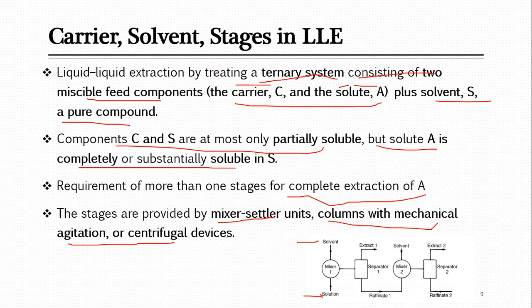Now, what is carrier, what is solvent? You know that your feed contains two components: one is carrier and the other is solute. For example, you have water and benzene, so benzene is the solute and water is the carrier, and you bring it in contact with some other solvent like a hydrocarbon, so that is the solvent. And then this is actually a ternary system, in which there are two components in the feed and one is solvent introduced from outside.